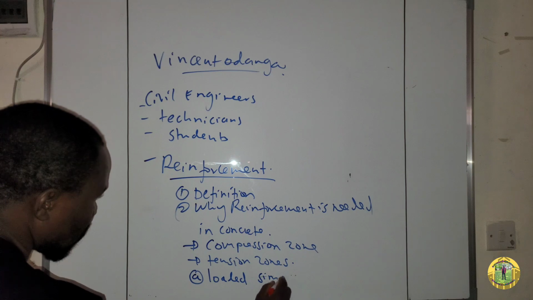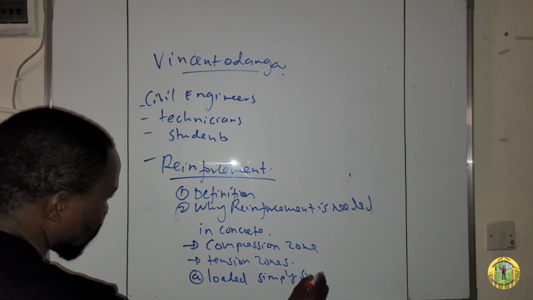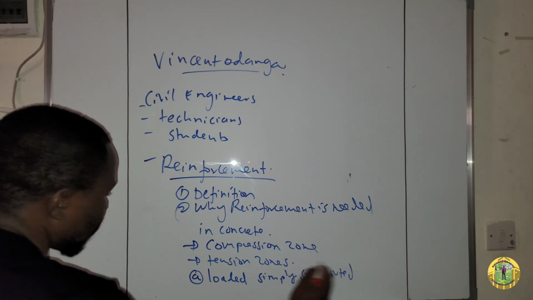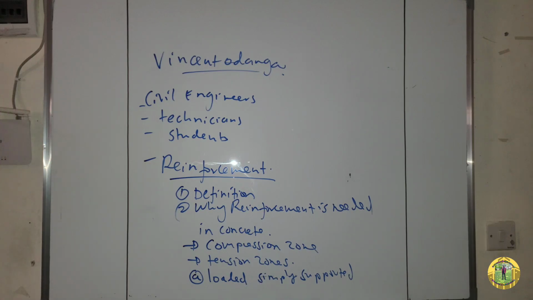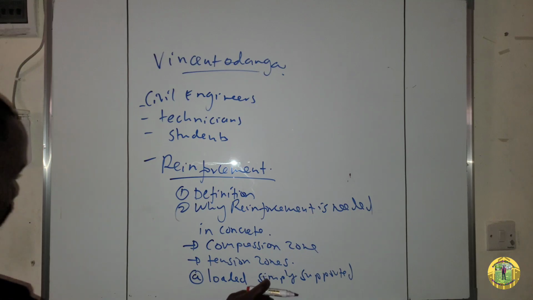Under this, I will draw a loaded, simply supported beam and show you how a compression zone and tension zone is represented in this beam and where the reinforcement is needed in this beam.